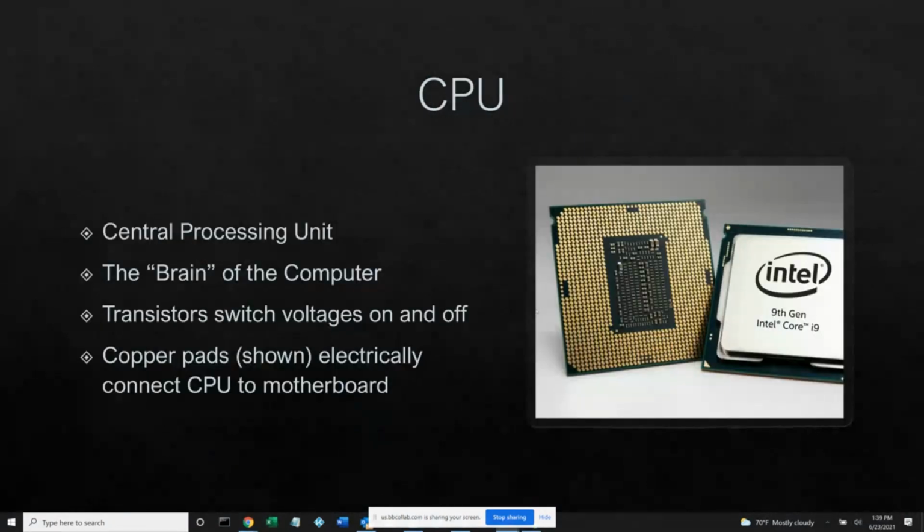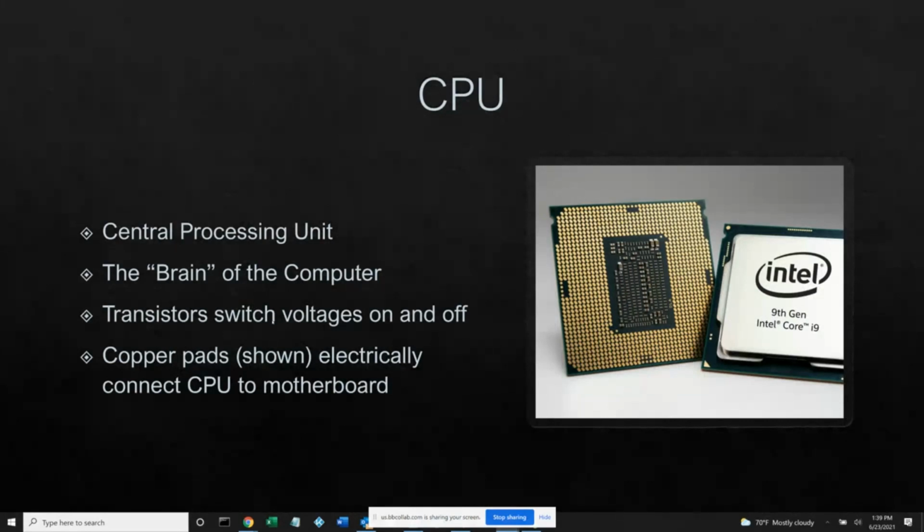The really bad analogy for a computer is to call it the brain. Of course, in reality, brains don't work at all like computers, but it works as a rough analogy. It does decide everything that goes on inside the computer. It is the kind of master controller. And of course, CPU stands for Central Processing Unit.